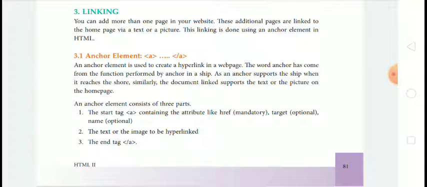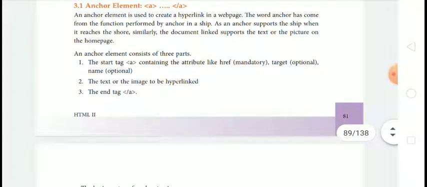Anchor element. The anchor element is identified by the A tag. It is a container tag, so it has a start tag and an end tag. An anchor element is used to create a hyperlink in a web page. It means that when we want to create a hyperlink in a web page, we use the anchor tag. The anchor tag is used to link one page to another web page.